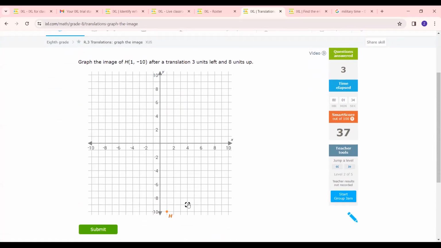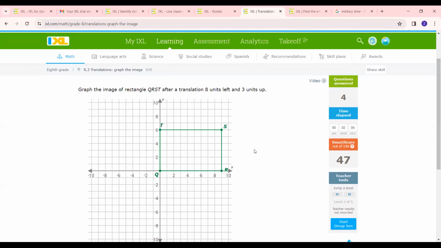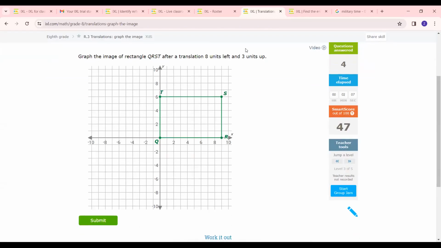And then let's do one more. This one says move the point 3 units to the left and then 8 units up. So 3 units to the left is going to be what? 1, 2, 3. And then 8 units up is going to be 1, 2, wait, sorry, 2 units to the left, 1, 2. 8 units up is going to be 1, 2, 3, 4, 5, 6, 7, 8. All right, good. Before I move from this one, let me know if you all understand that, please. Yes, sir.